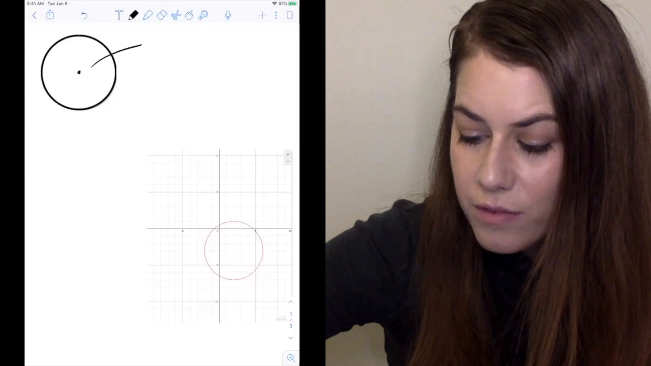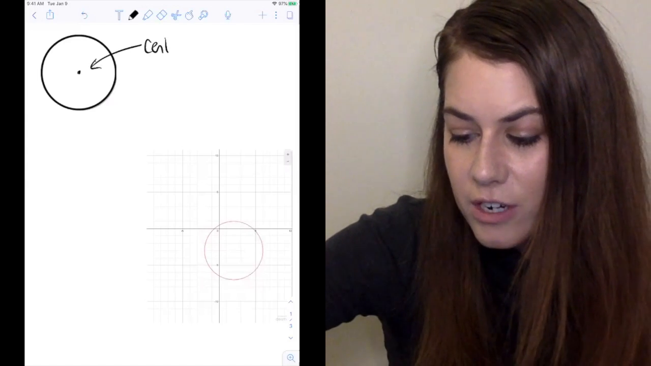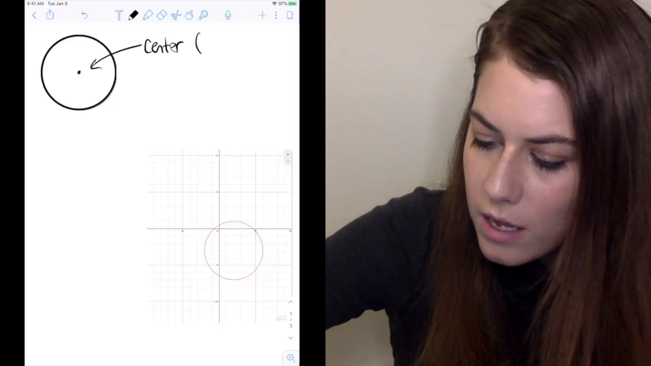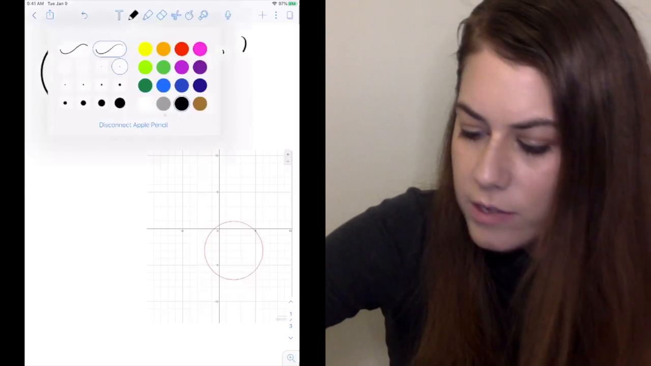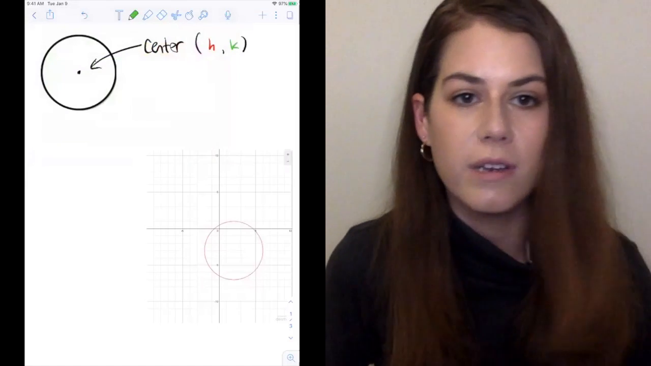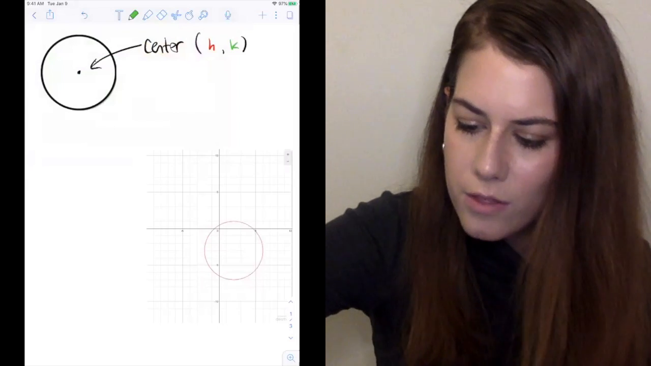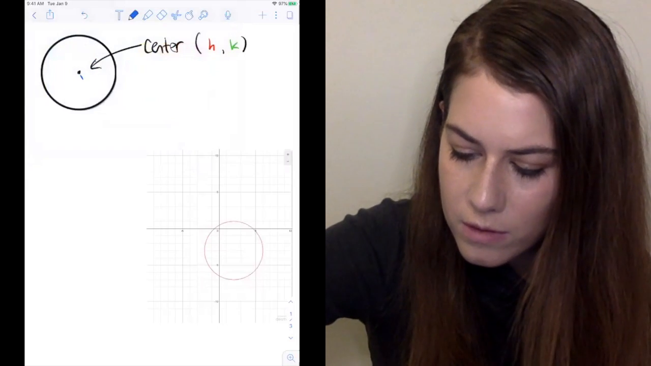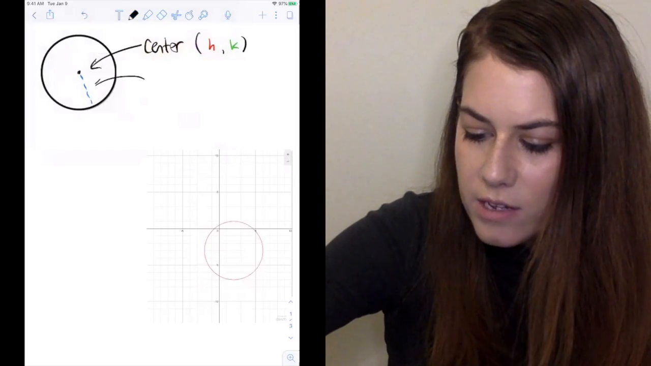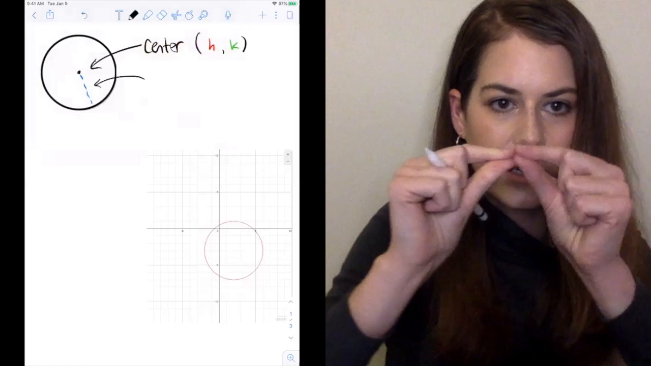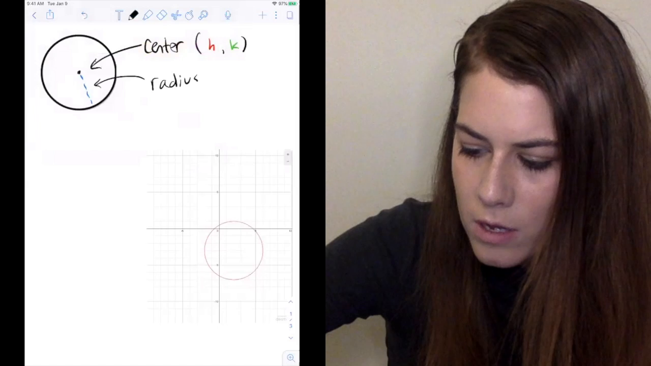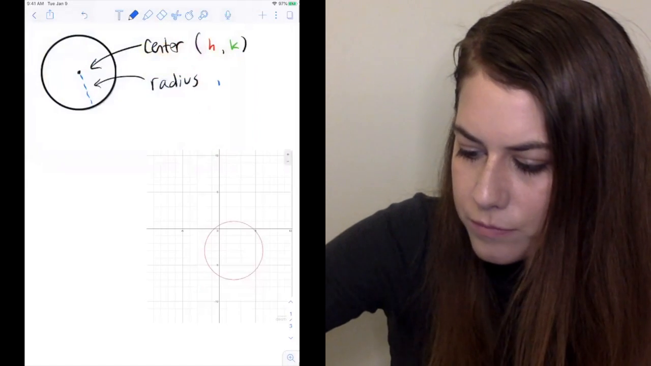The first thing we need to know is the center. The center tells us where on the graph the circle is, and this will be a set of coordinates. Let's call the x coordinate h, and let's call the y coordinate k. The other thing we need to know is the circle's radius. Remember, the radius is just the distance from the center to the edge of a circle, and that'll be in units. Let's call the radius r.